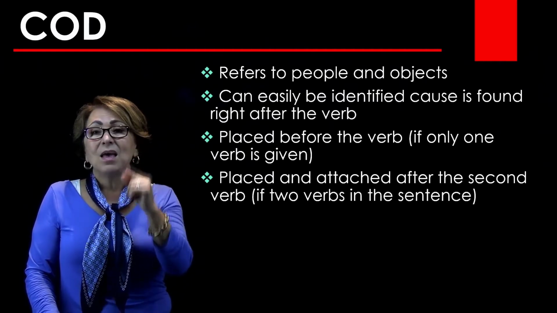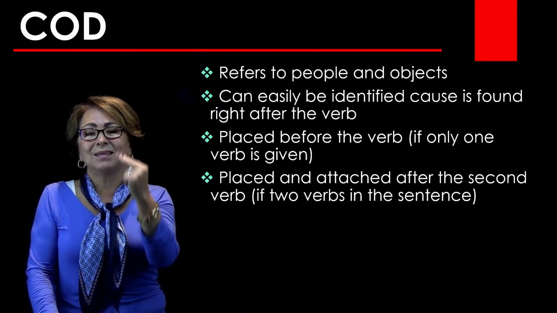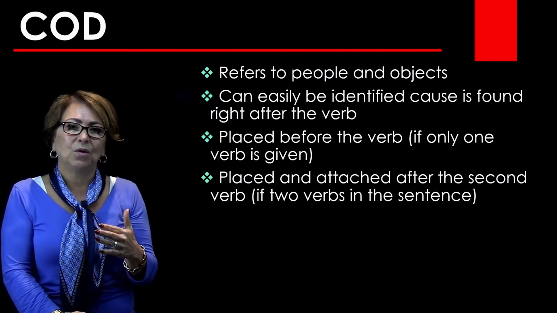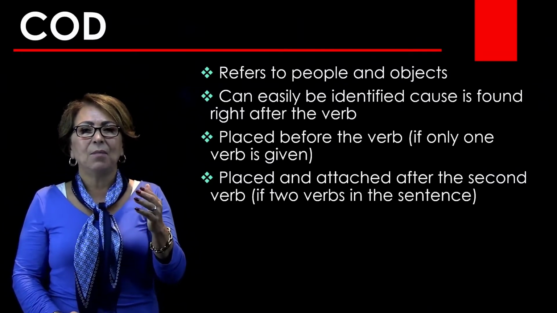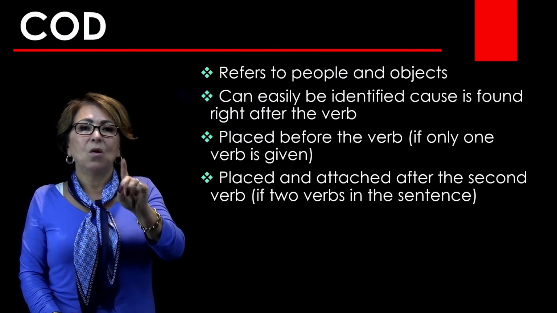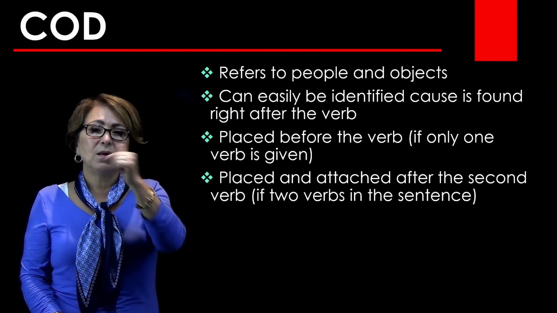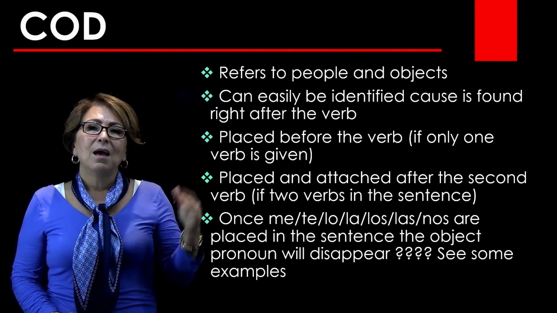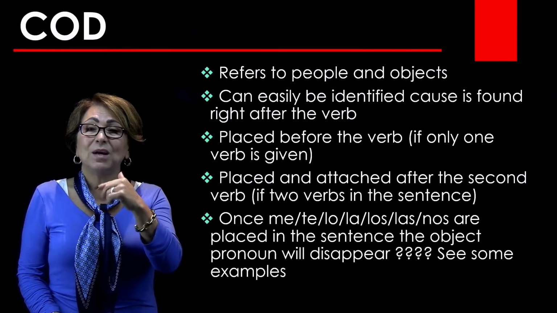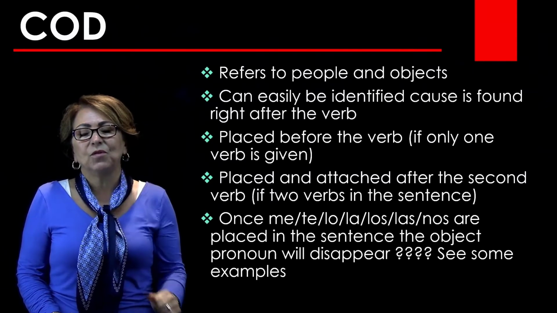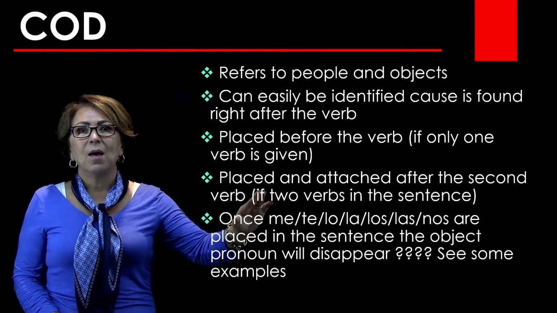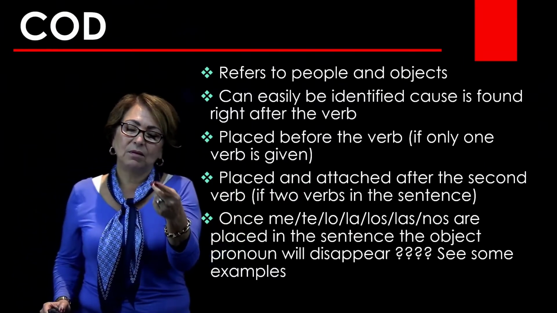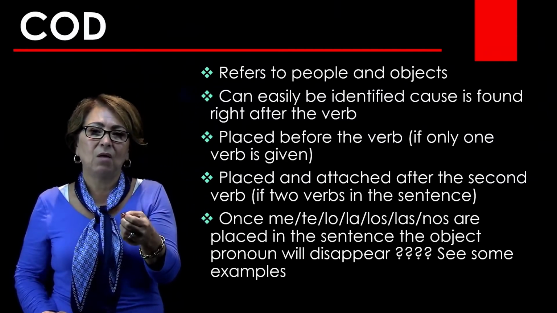But hear me now. If you have two verbs, it's going to be a second option for you, and that is to attach it after the verb, okay? You cannot put it before the second verb. No. Two options only. One verb, you put it before it. Two verbs, you put it right after the verb, okay? Once you identify the object pronouns, you're going to choose from the list. You're going to go with me, te, lo, depending on what the gender and the number of the noun is.